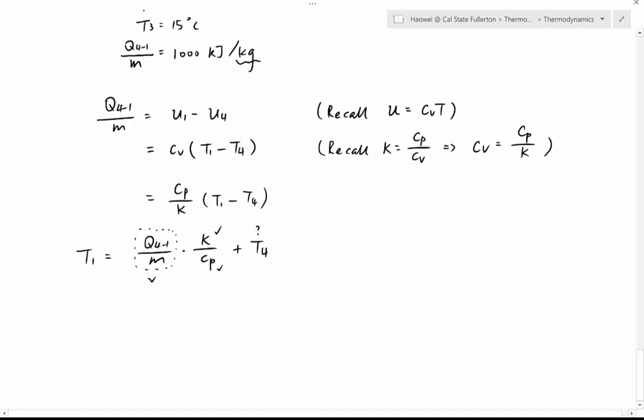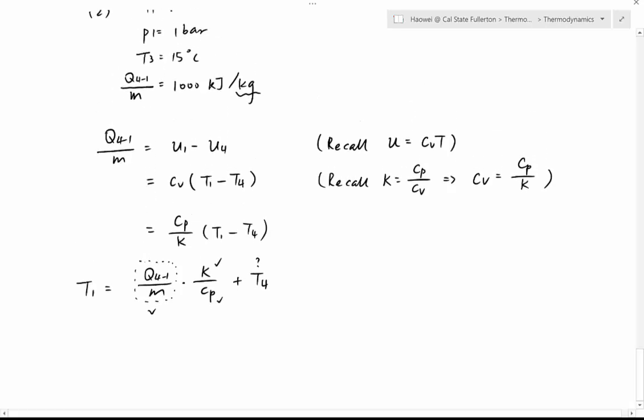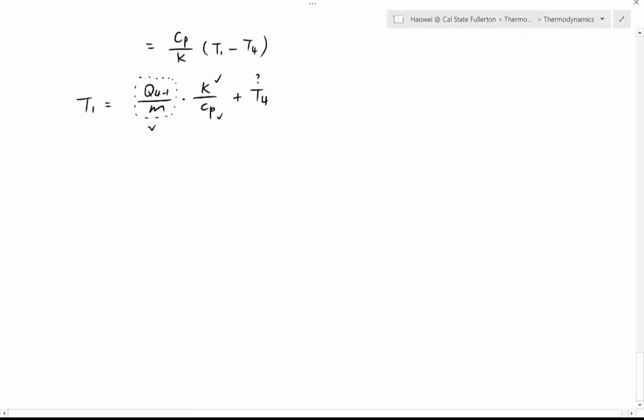How do we look for T4? Let's take a look. I have T3, and 3 to 4 is an isentropic process, so we do have an equation between number 3 and number 4. What is the equation? The equation is T4 over T3 equal to gamma to the power K minus 1. And from here, we can find T4. That is T3 times gamma with the index of K minus 1.